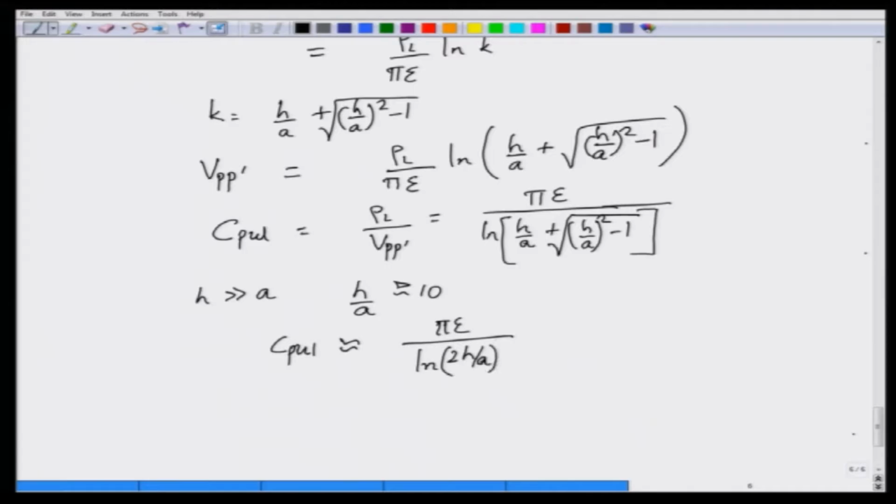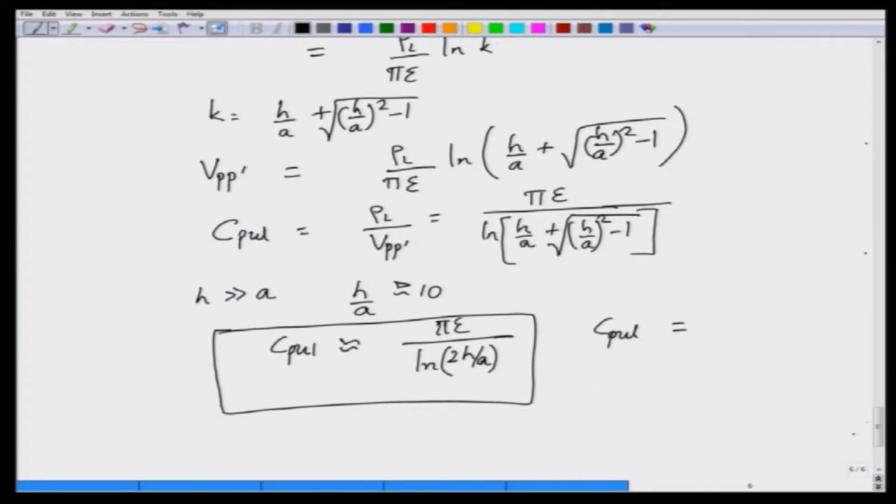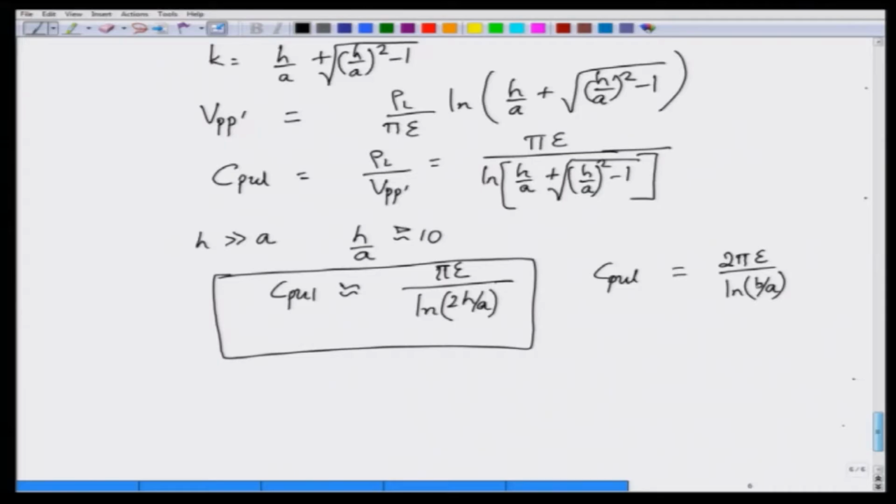If you compare this expression for capacitance per unit length with that of the coaxial cable, for the coaxial cable we had 2 pi epsilon divided by log of B by A. If I recall correctly, let us go to the top and check that this is the correct expression. So, the expression was 2 pi epsilon over log of B by A, where B was the radius of the outer cylinder and A was the radius of the inner cylinder.